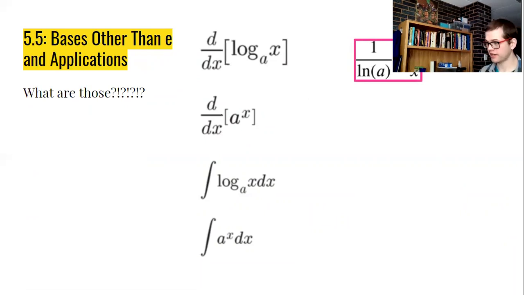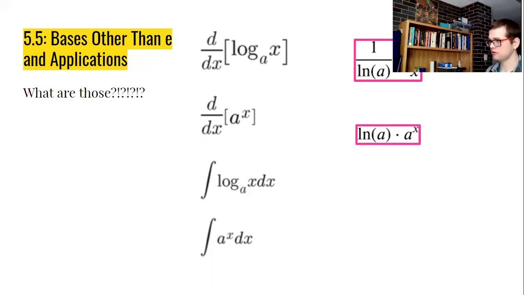Because log base a of x is defined as 1 over natural log of a times natural log of x, right? So that's why it's set up that way. So what's the derivative of this? Natural log of a times a to the x.